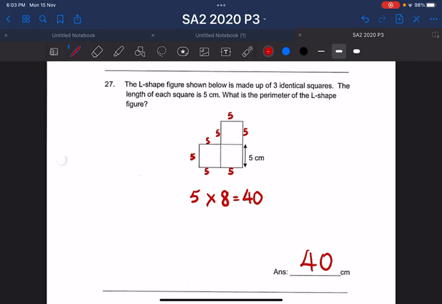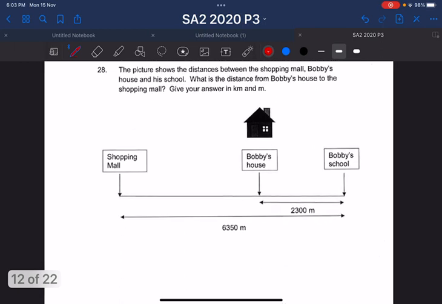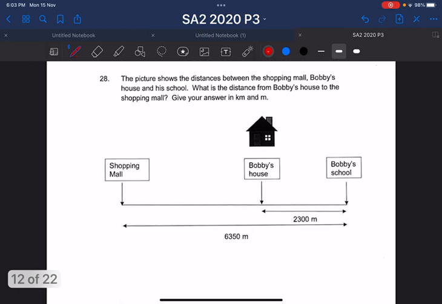Okay, now moving on, question 28. So we are interested to find out the distance from Bobby's house to the shopping mall. That means we want to know the distance here.